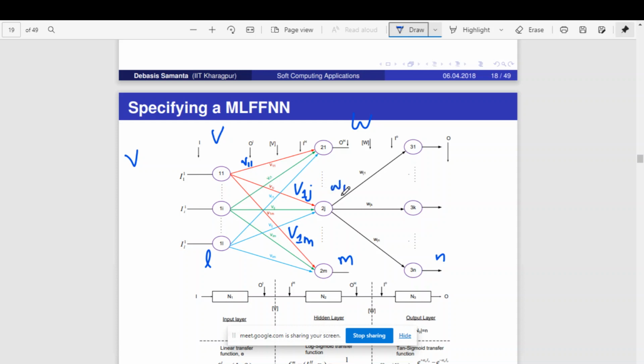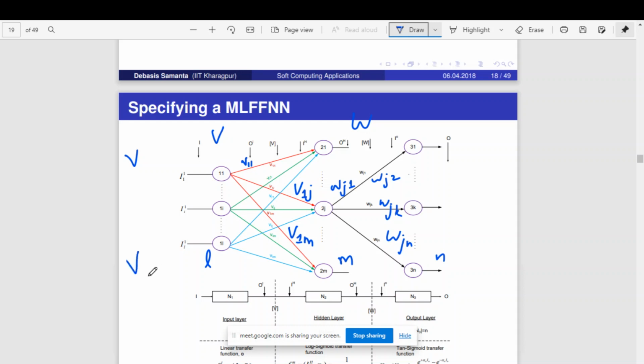So this is WJ1. Next will be WJ2, so on and so forth. The jth neuron of the hidden layer connecting with the kth neuron of the output layer is WJK. Next will be WJK plus 1, WJK plus 2, so on and so forth. The jth neuron of the hidden layer connecting with the nth neuron of the output layer is WJN. So could you tell what will be the size of this matrix V?